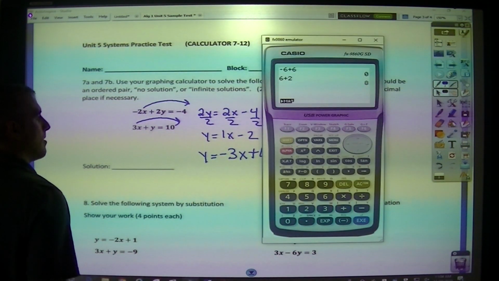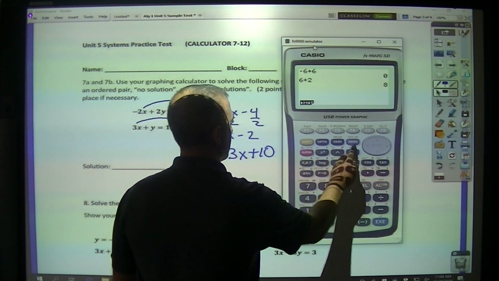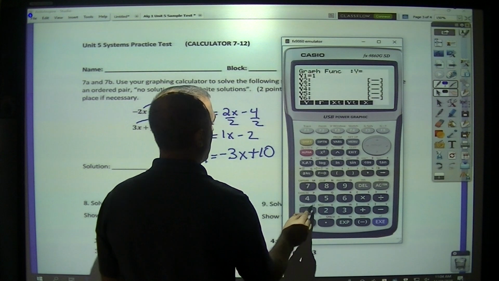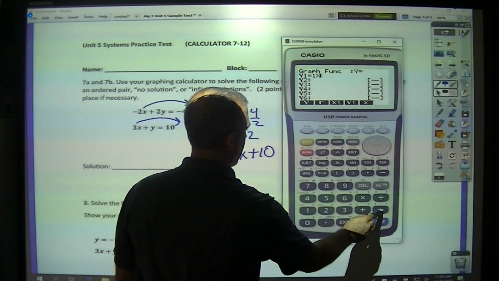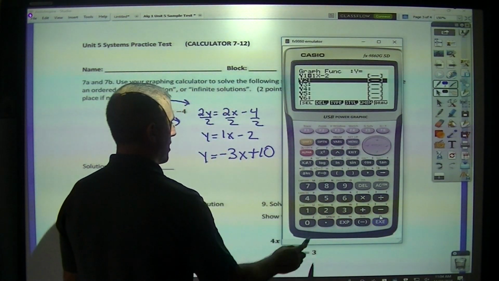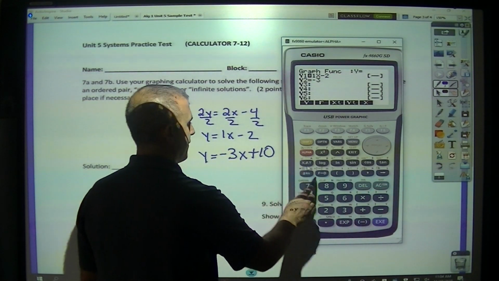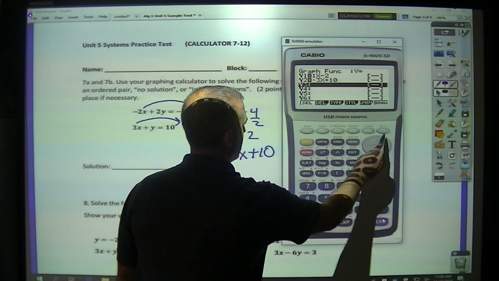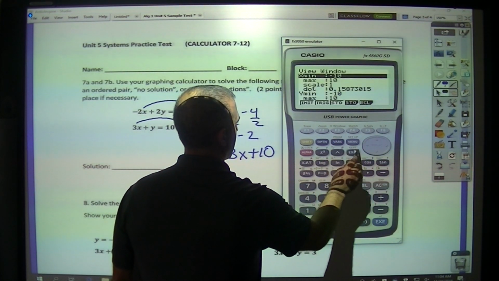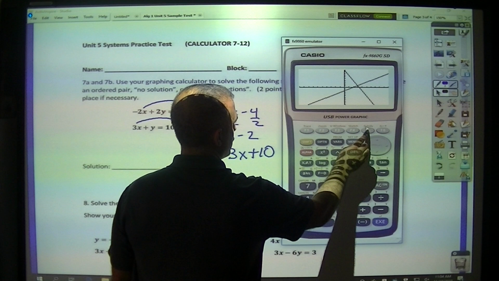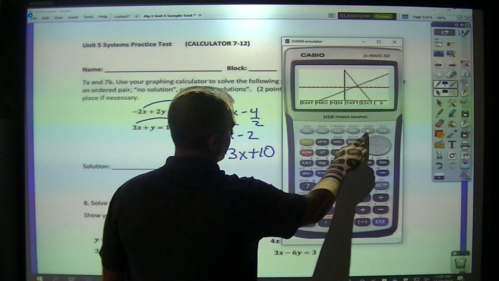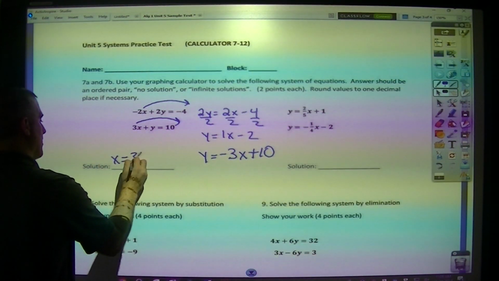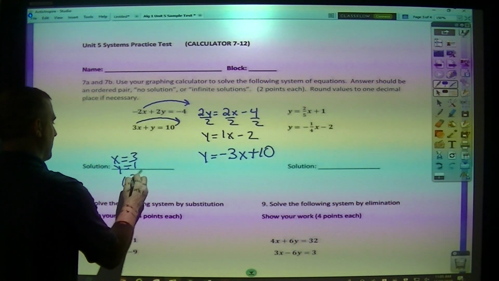Now we can use our graphing calculator. I go to menu and graph, and I enter 1 alpha x minus 2, and -3 alpha x plus 10, and I draw it. Then G-Solve, ISCT for intersect. I get x equals 3 and y equals 1.